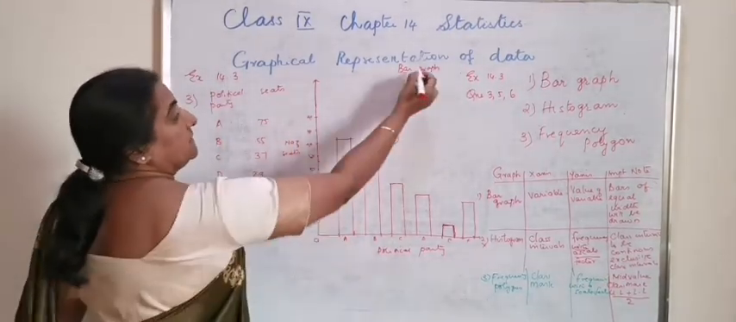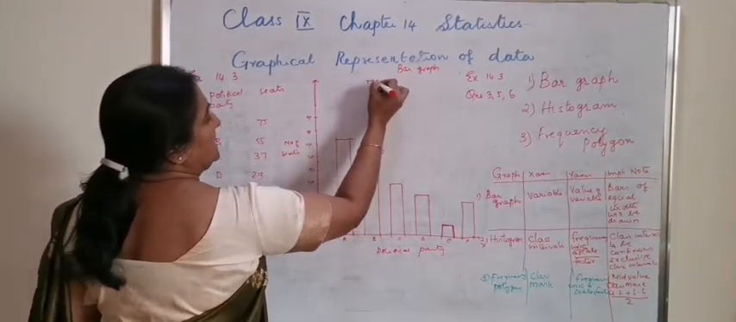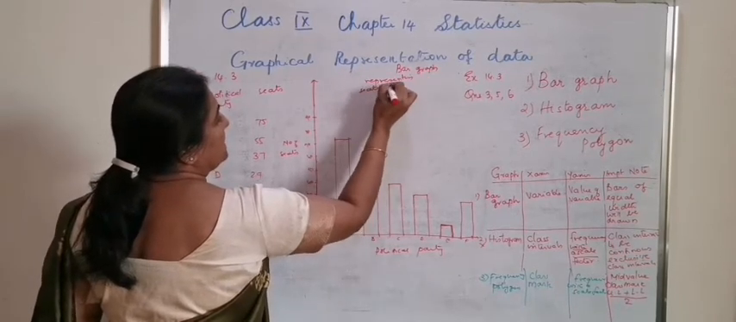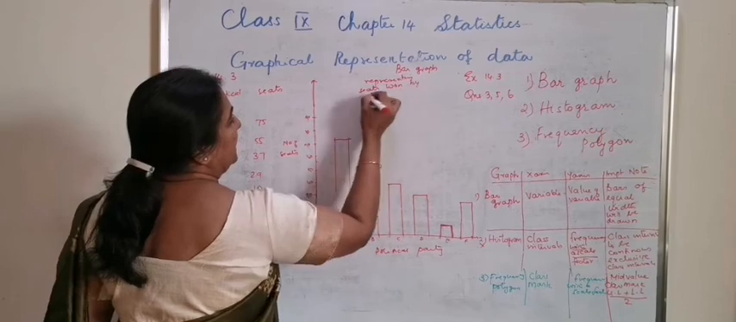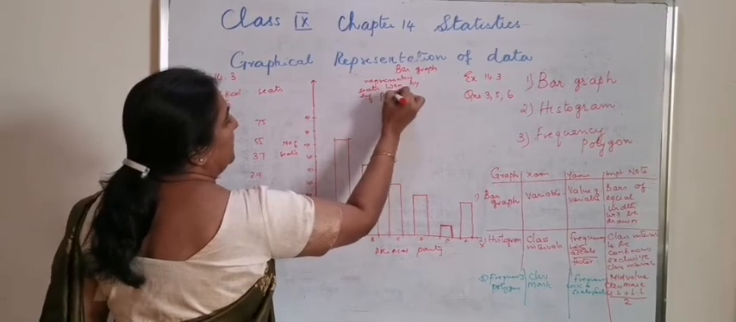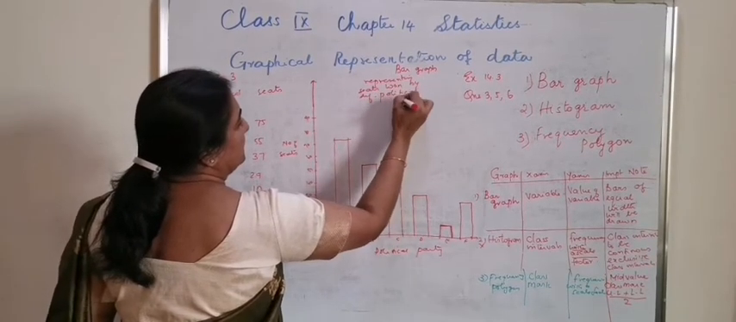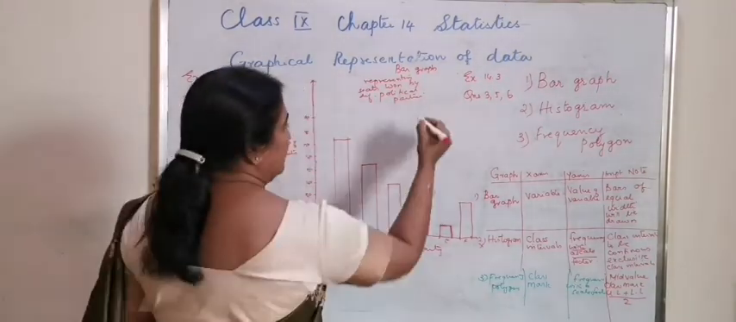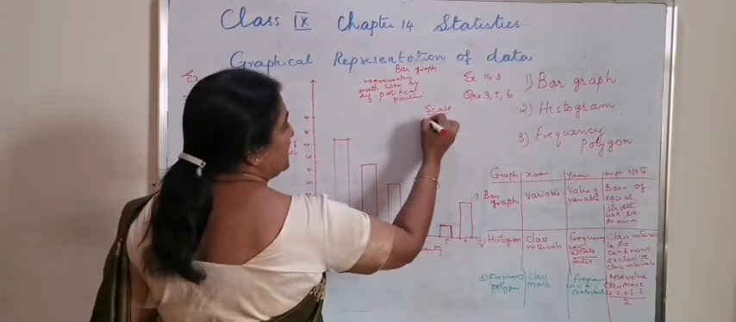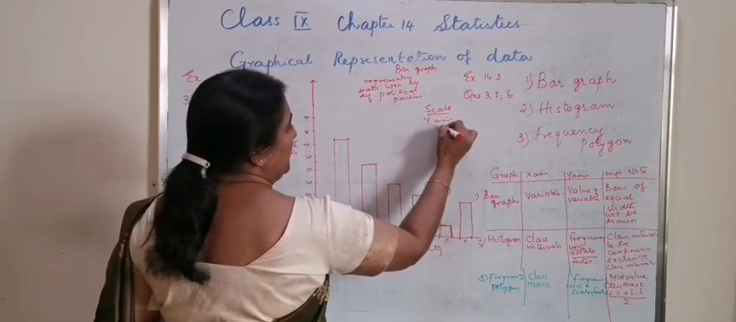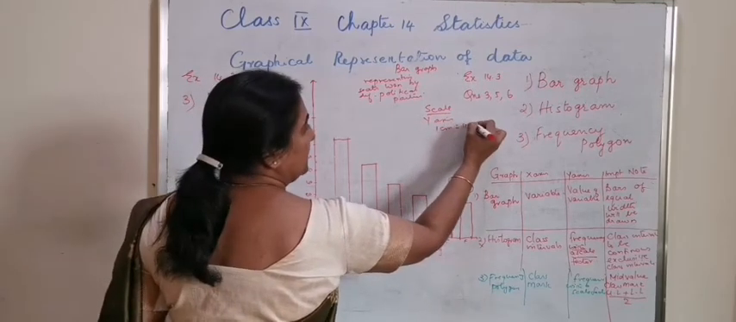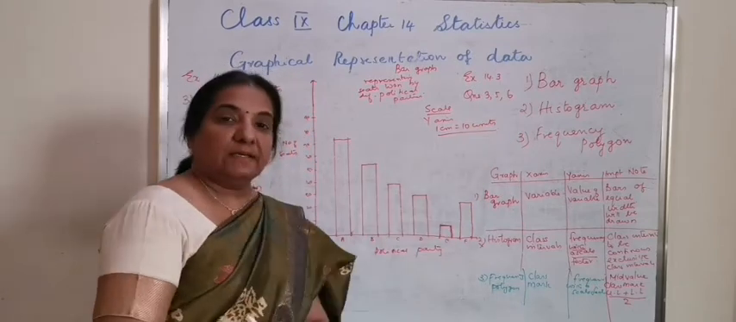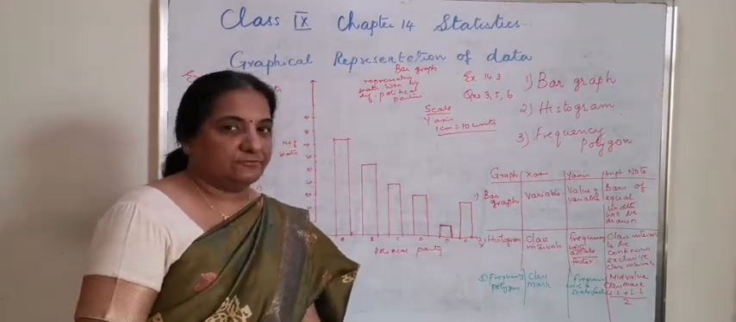And this is the bar graph representing the seats won by different political parties. The scale factor of the y-axis can be mentioned. Scale y-axis: 1 centimeter is equal to 10 units. So this will be the example for a bar graph.